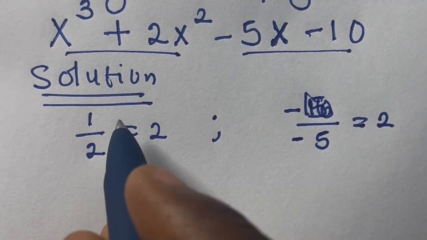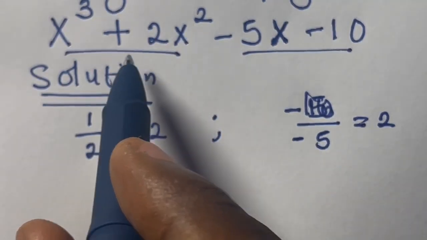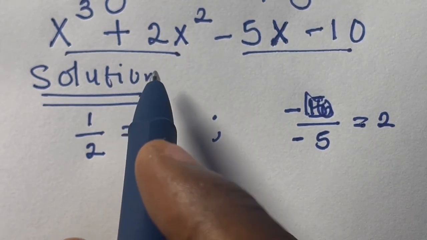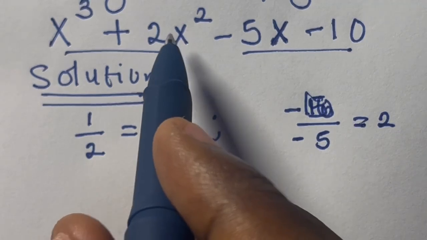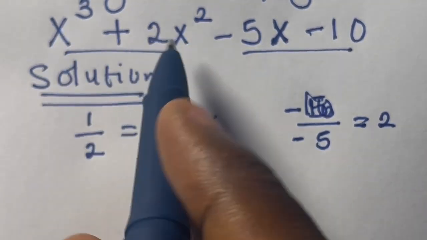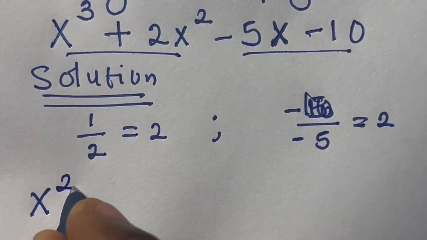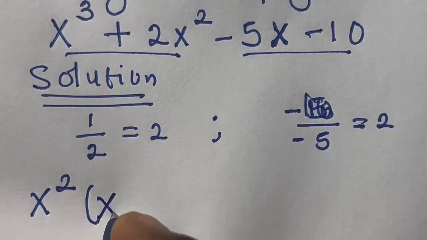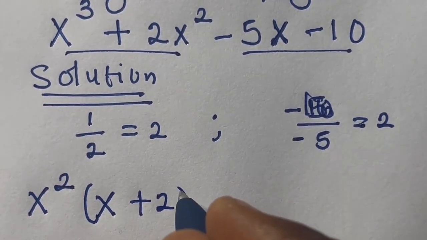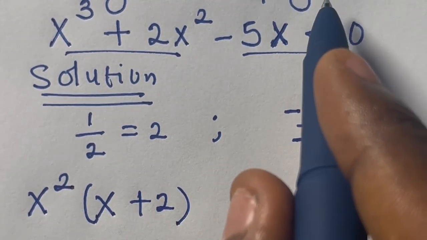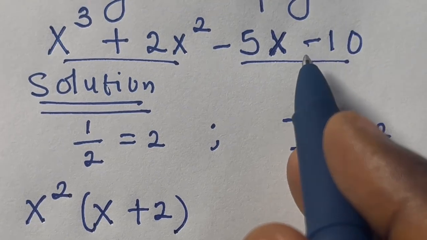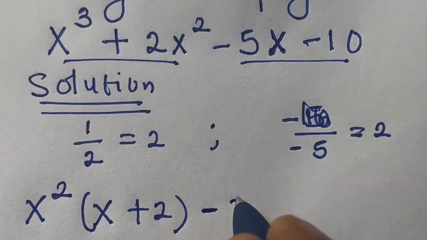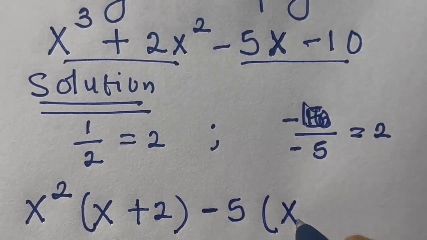In the first two terms, let's take out the greatest common factor, our GCF. Our GCF will be x squared, because it is the common factor here and here. So let's factor it out. We have x squared, then what will be left here is x plus 2. Now for the last two terms, let's take out the GCF as well. The GCF here is minus 5. What is left here is x plus 2.